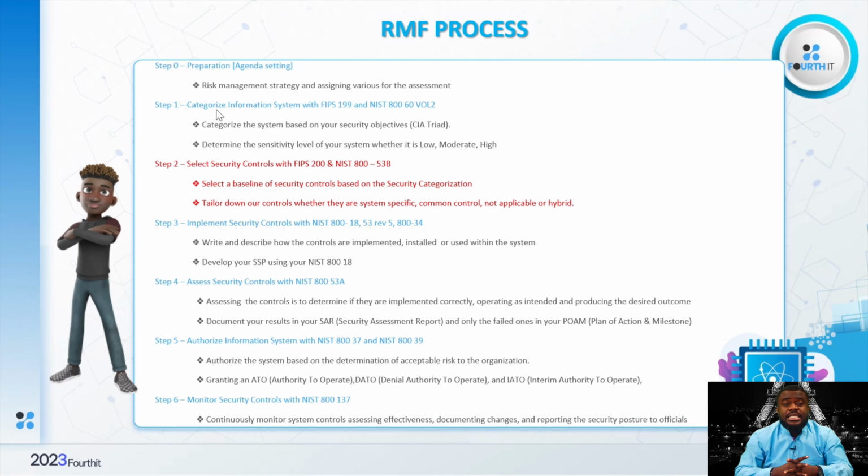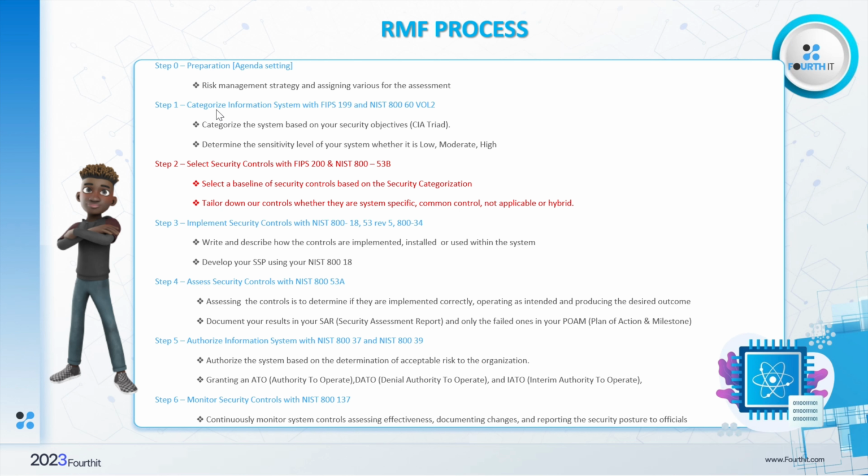All right, let's get into it. Now, the risk management framework. The risk management framework used to be called the C&A, which is certification and accreditation. Then it changed to the A&A process. So when you hear A&A process or C&A, there are still some of us who are old in the system that still call it the A&A process or the C&A process. And it's the same risk management framework.